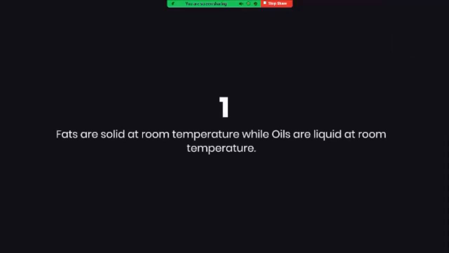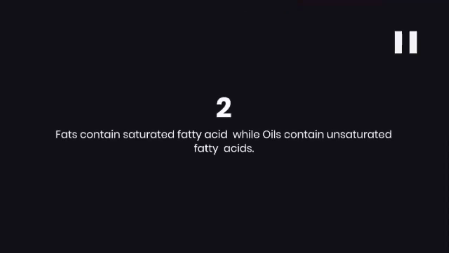Okay, so what are the differences between fat and oil? Number one, fats are solid at room temperature while oils are liquid at room temperature. You know what room temperature is, right? A normal temperature. At that temperature, fats are solid and oil is what? Liquid. Okay. Number two, fat contains saturated fatty acid while oil contains unsaturated fatty acid.